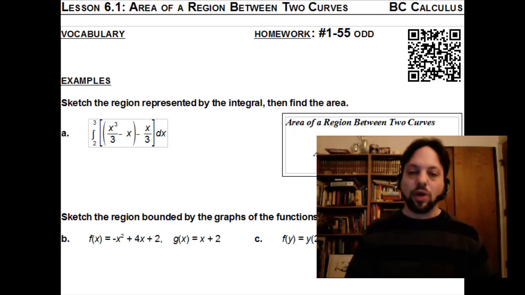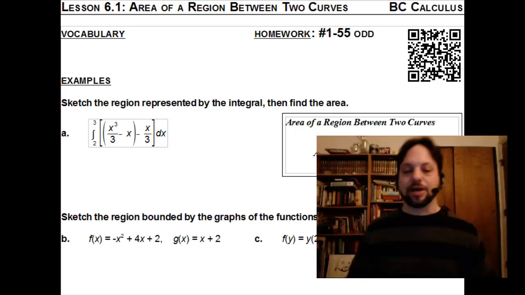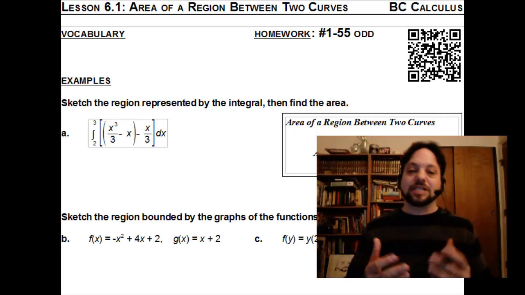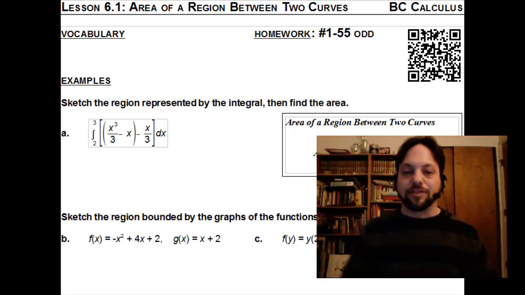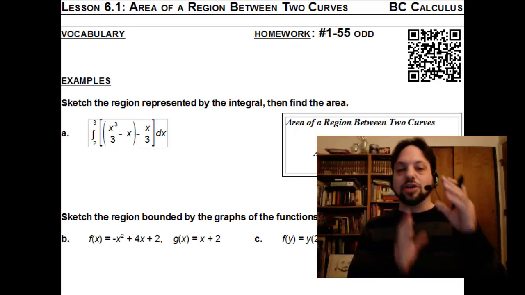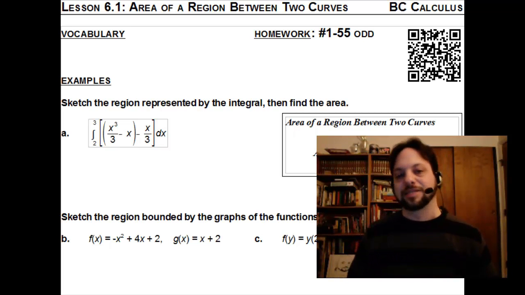In Lesson 6.1, we'll build upon the idea of the integral as an area. Previously, we did this, but we only looked at the area between the x-axis and some given function. Here in 6.1, we'll look at the area between two given curves, regardless of where the x-axis lies.